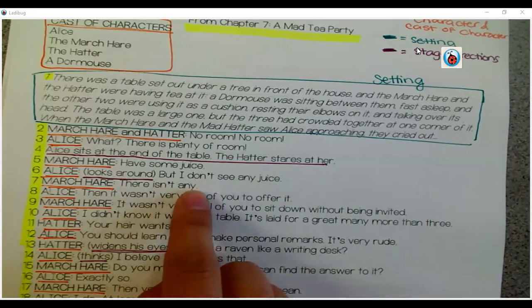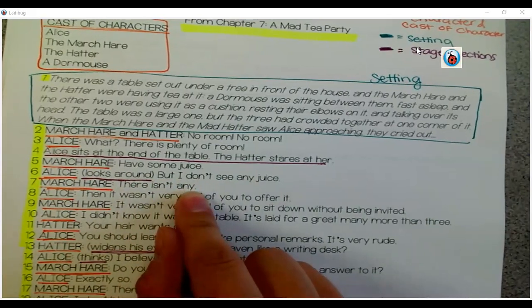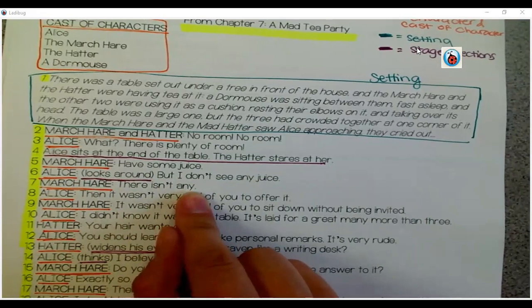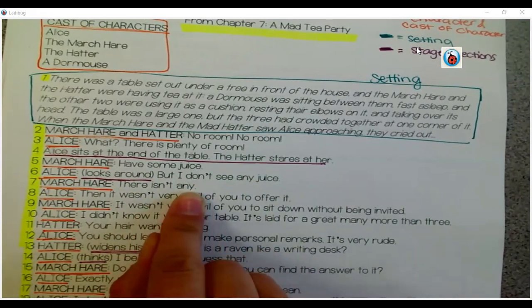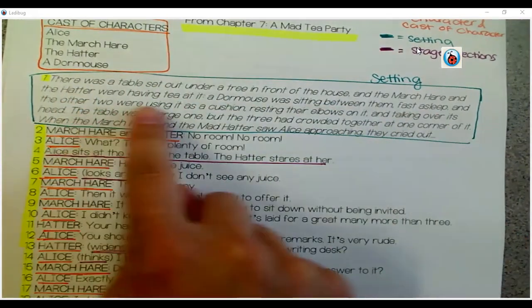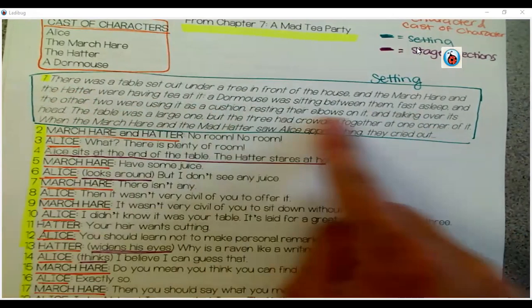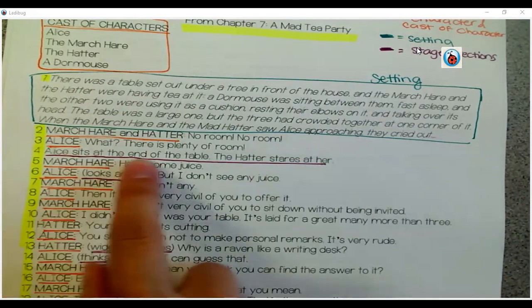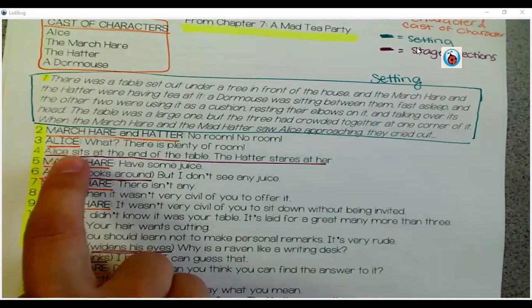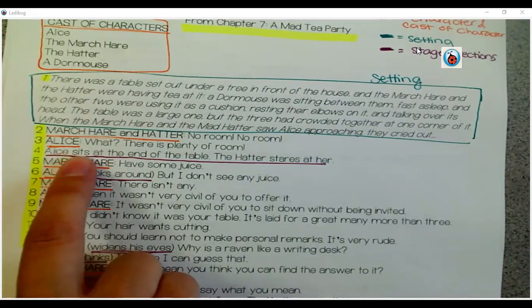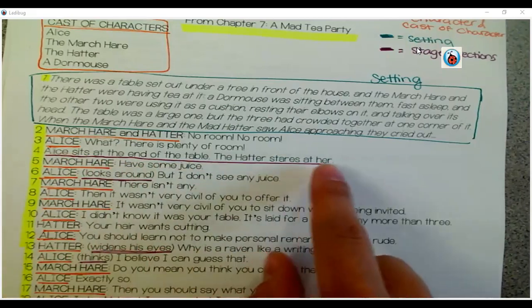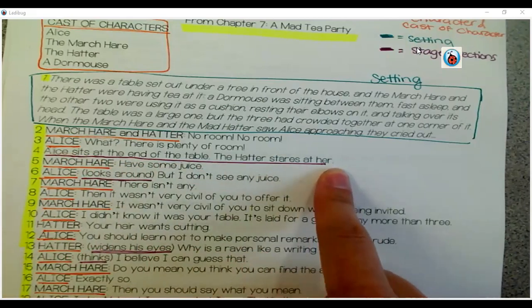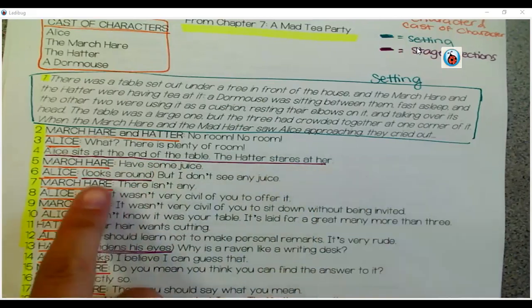I'm going to pause right here for a second. It is important to point out that although I'm reading this entire text to you, if we were to watch this drama, we would not hear a narrator read this part from line 1 to us. We would also not hear anyone read the things that are in parentheses or that are underlined in pink in general. This tells the actor what to do. Alice sits at the end of the table, the Hatter stares at her. We would see that happen on a stage, but we wouldn't hear someone say that. All right, let's go back.